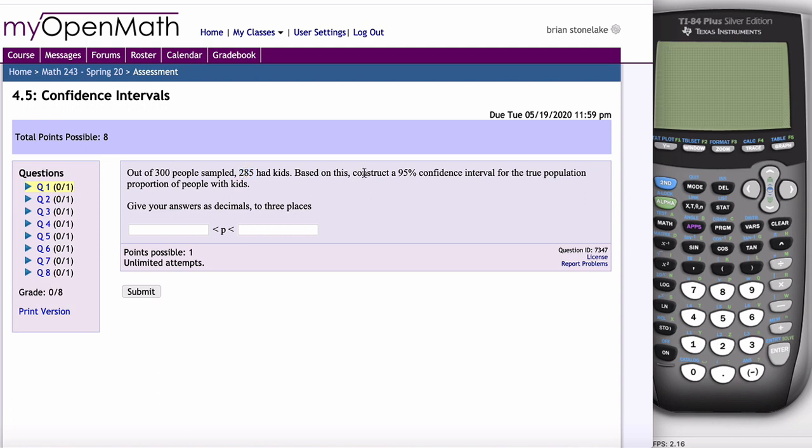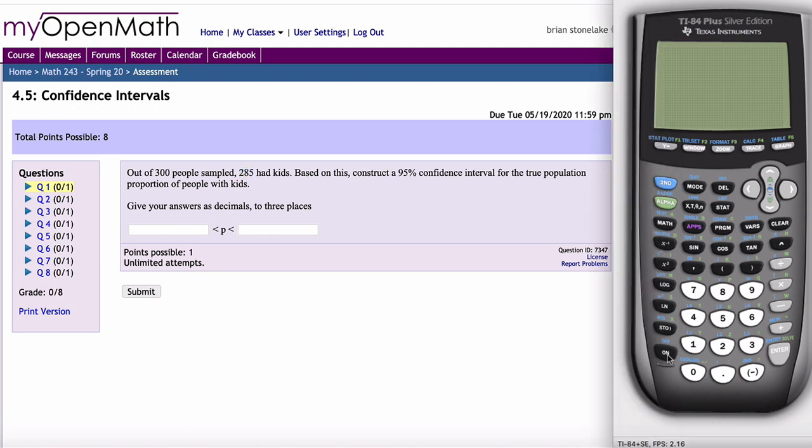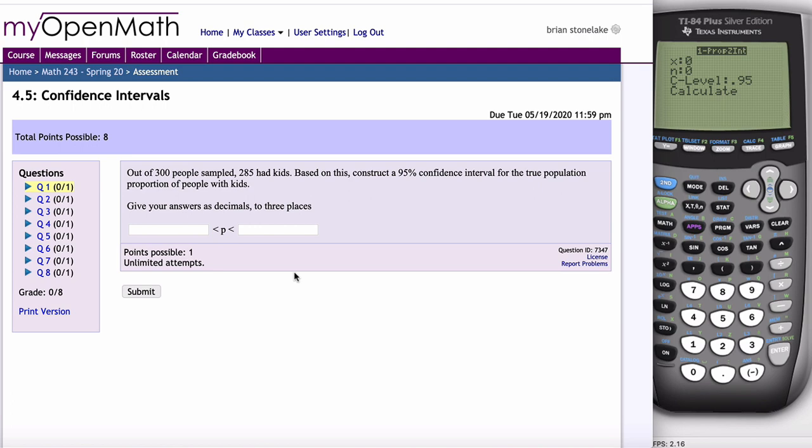They give you n, x, and your level of confidence, which is exactly the information you need to use the 1 prop z interval function on your calculator, which is this guy here. When you select 1 prop z interval, you'll see that the 3 things it asks for are exactly the 3 things you're given. Type your answers. They want them as decimals, rounded to 3 decimal places. Then you're done. So that should be straightforward enough.